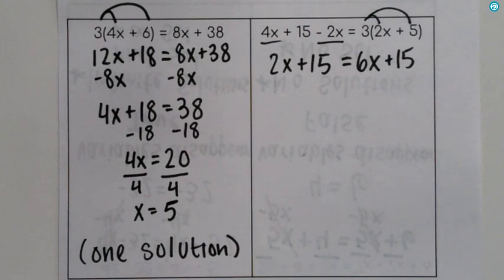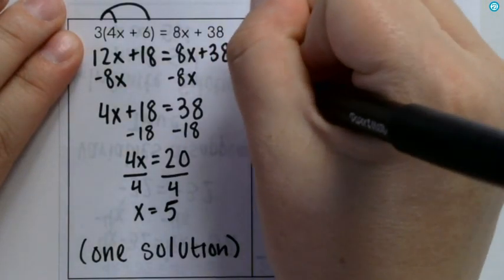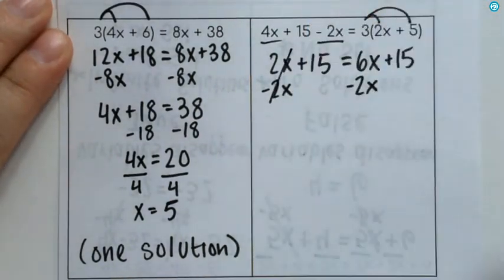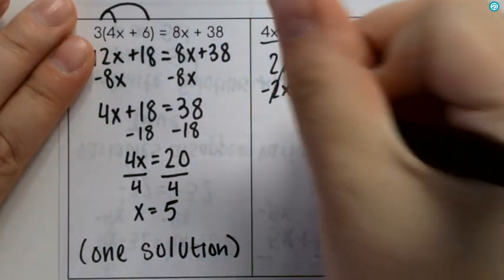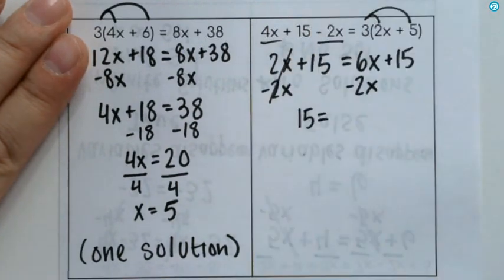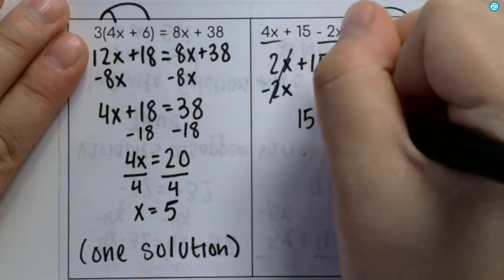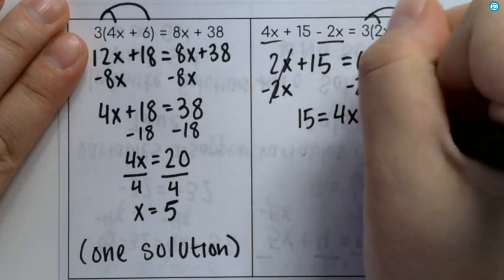Is it going to be easier to do 2 minus 6 or 6 minus 2? Think in your head what the answer would be. 6 minus 2 is going to leave us with a positive. So we're going to subtract that 2x from both sides. These cancel. I've got 15 on the left equals 6x minus 2x, which is 4x. And I still have my plus 15.